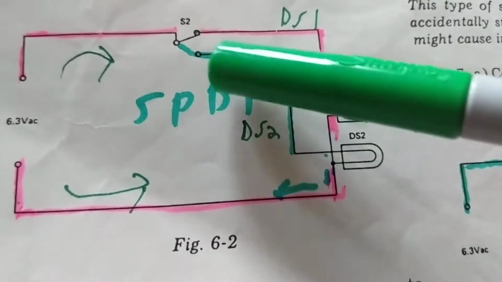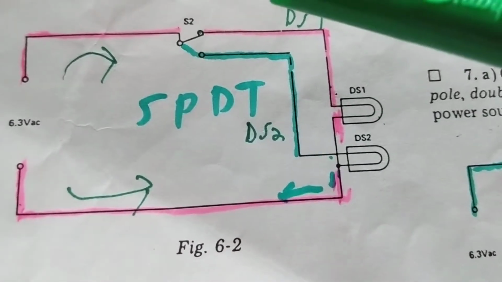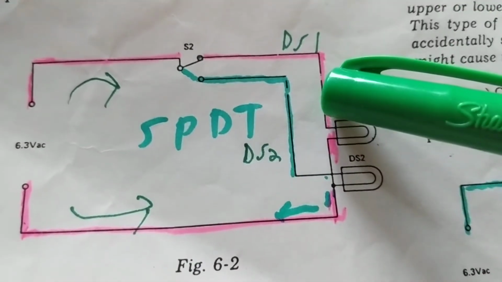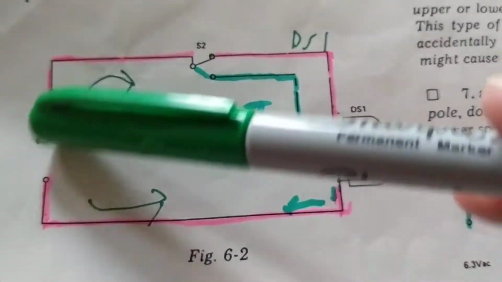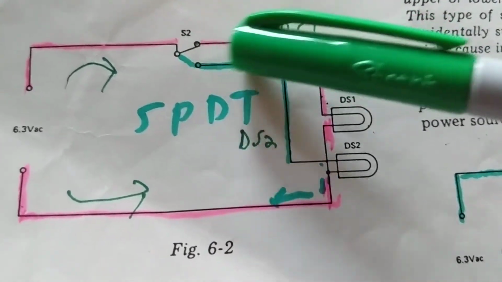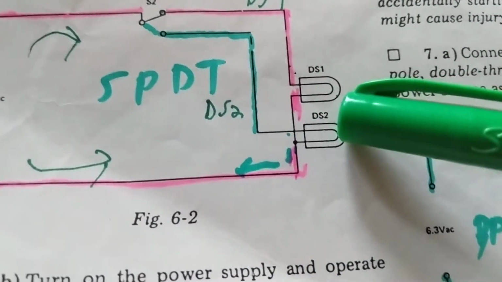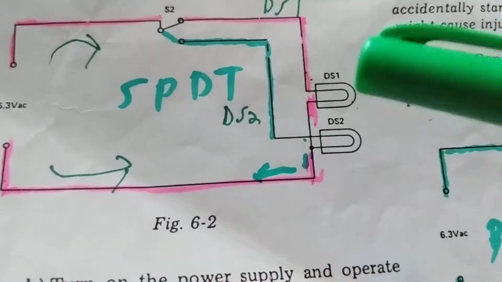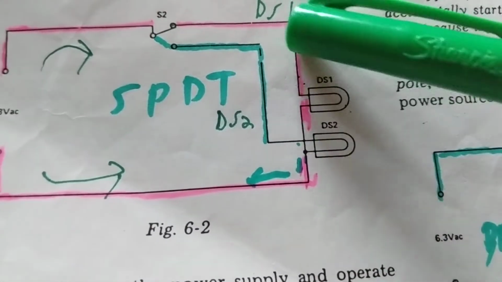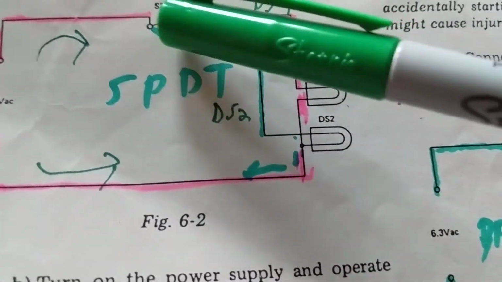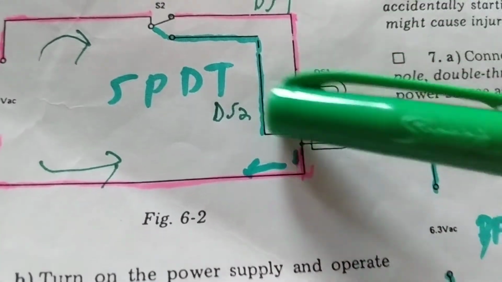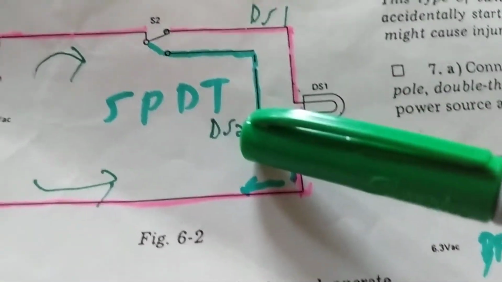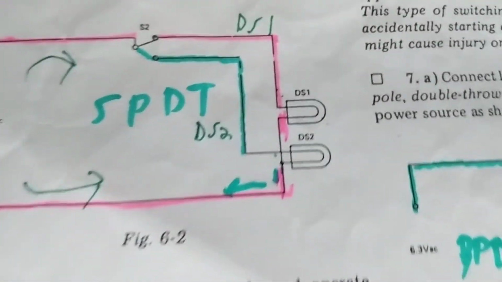If the switch is turned to the lower position, which one is turned on? We said in the upper one, DS1 is active. What about the lower one? If you go in the lower one, the switch is in this position, goes here, comes into DS2, comes out of DS2, cannot go back up through DS1 because now the switch is in the green position. Goes over here, goes over here. So therefore, in this position, DS2 is active. In the upper position, DS1 is active.